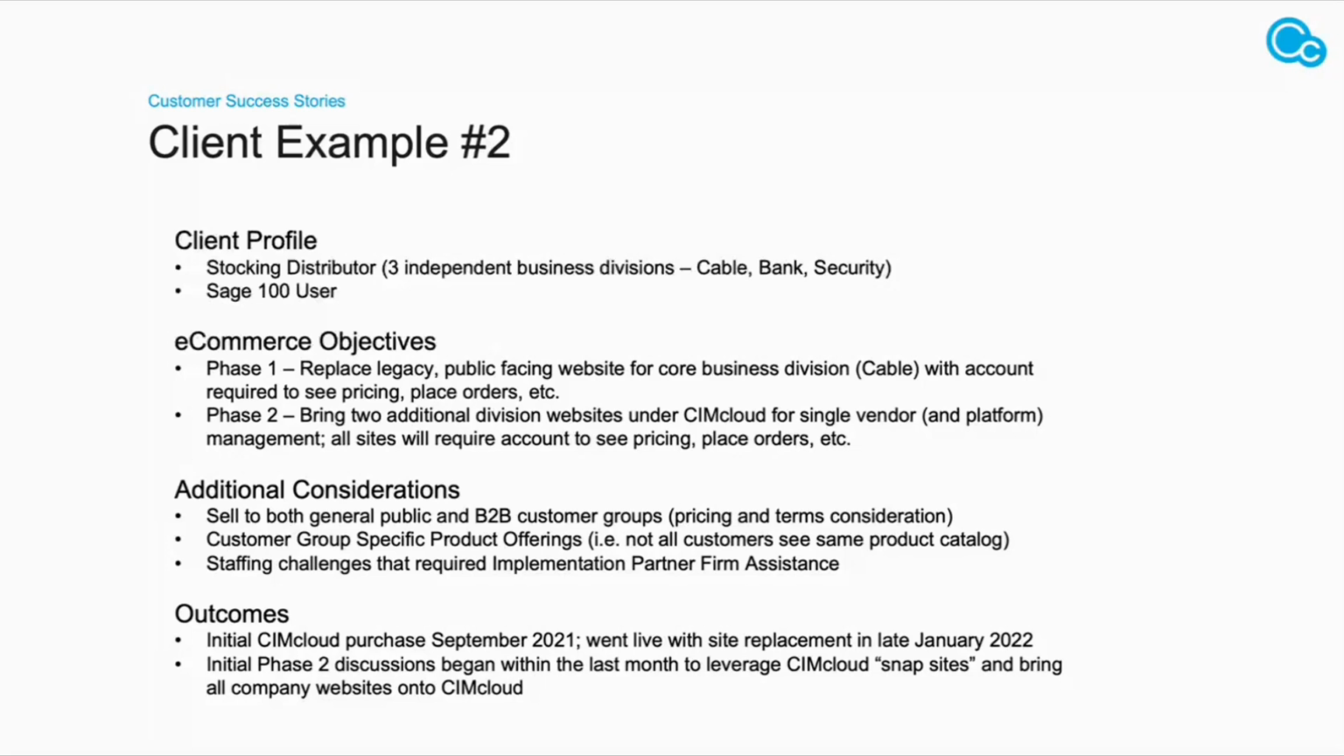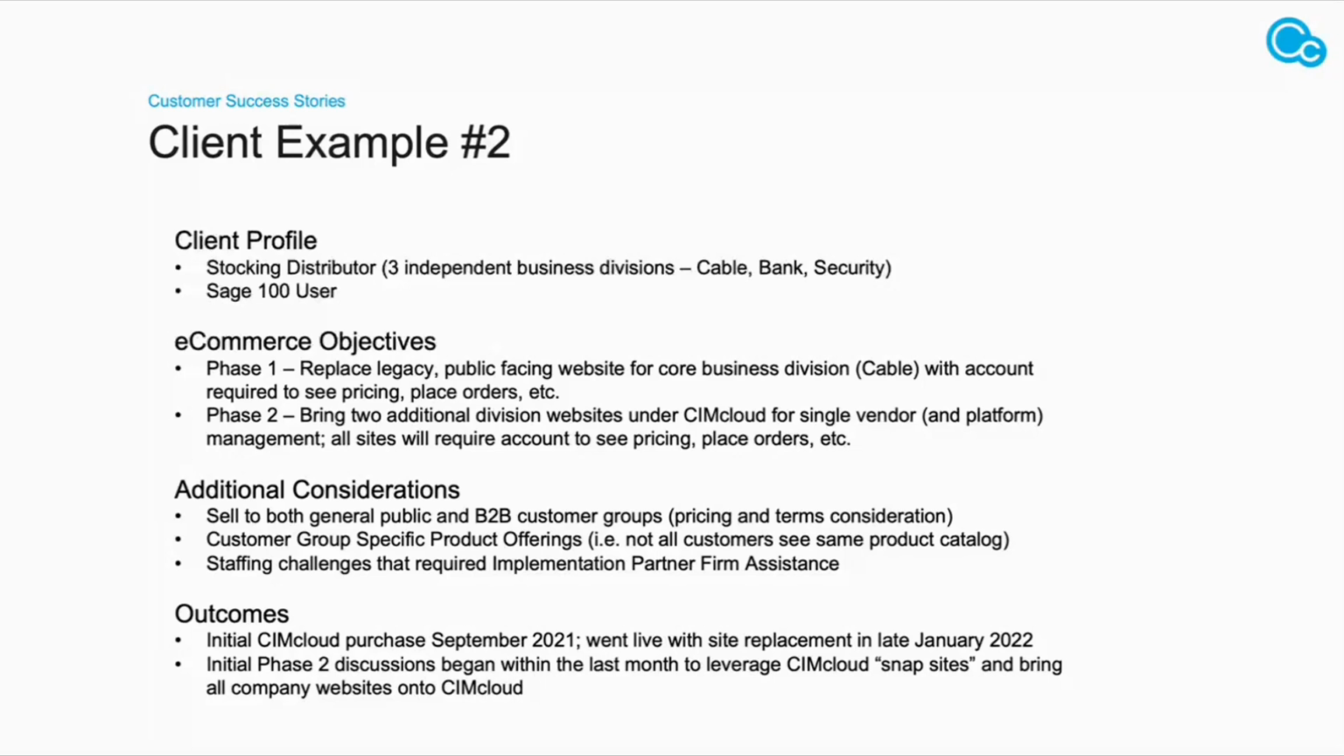So for them, there was just a little bit of a bottleneck on keeping the website information up to date, and then also making sure that anything on the website got back into Sage 100. So that was kind of the phase one focus, was just looking at the cable division of their business and using that as proof of concept to ultimately in phase two bring in the other business divisions.